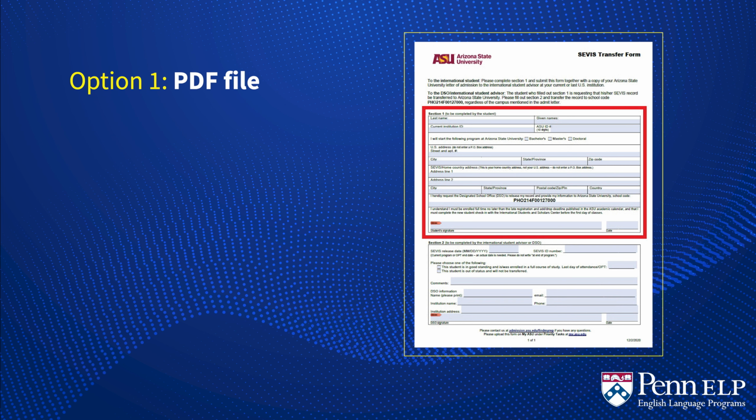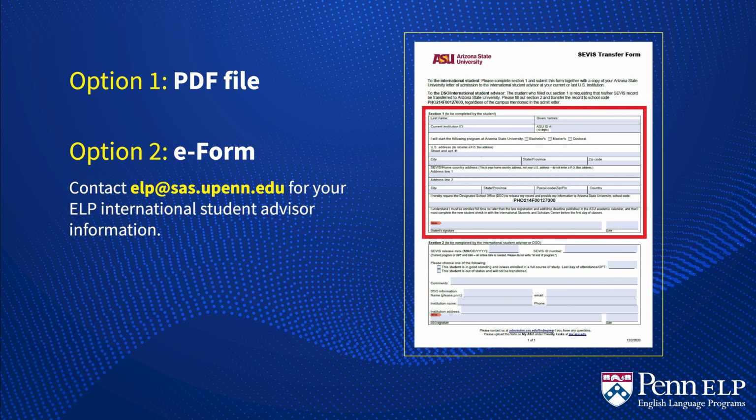The second way it may be received is through an e-form. This e-form will ask for your ELP International Student Advisor information. You can contact the enrollment office at elp@sas.upenn.edu for this information, and they will provide it for you.